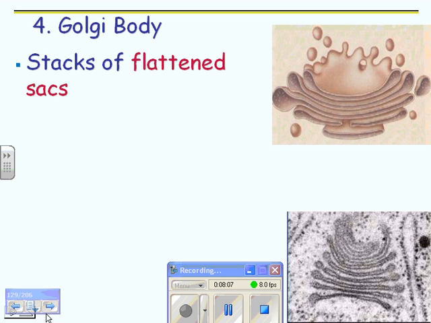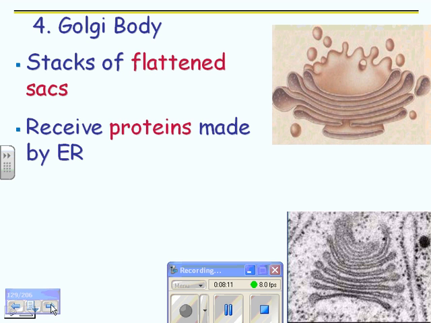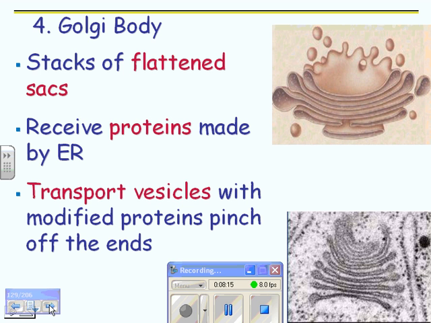So the Golgi body looks like stacks of flattened sacs. That's what they are. They receive proteins made by the endoplasmic reticulum, and then they transport vesicles with modified proteins, pinch off the ends. So this one just pinched off here. This one just pinched off from over here. Transport vesicle.